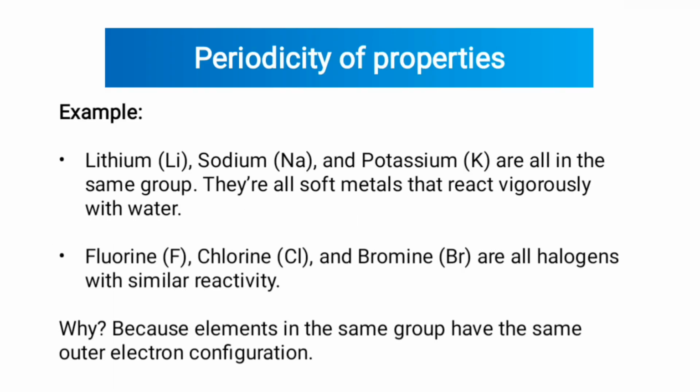For example, lithium, sodium, and potassium are all in the same group. They are all soft metals that react vigorously with water. And fluorine, chlorine, and bromine are all halogens with similar reactivity. Why? Because elements in the same group have the same outer electron configuration.